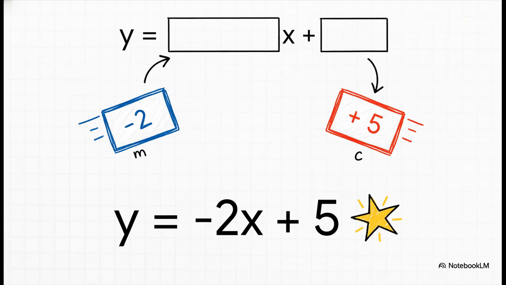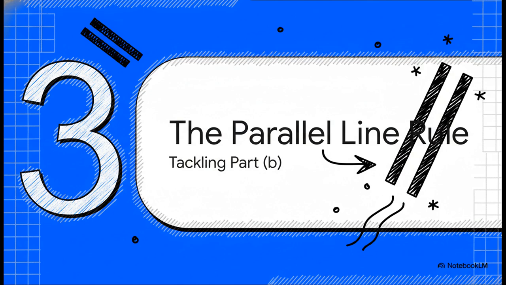So let's put it all together. We have our two values. M is -2 and c is 5. We just need to slot them back into our master key equation, y equals mx plus c. And that gives us the final answer for part A, y equals -2x plus 5. Done. All right, part A is done and dusted. Now, let's move on to part B.